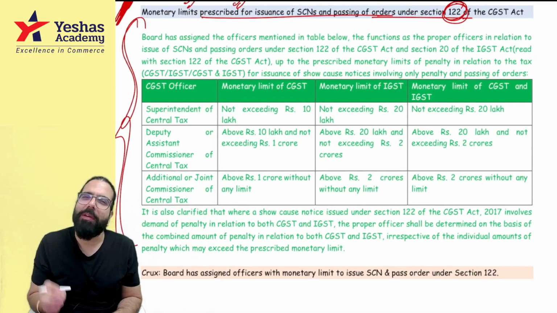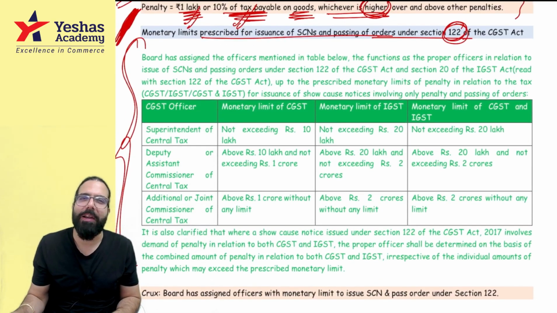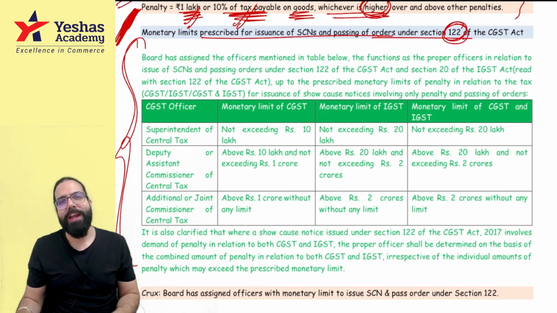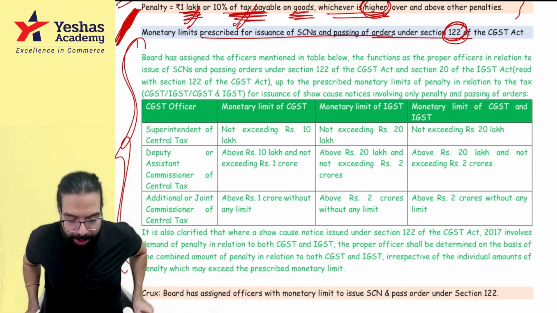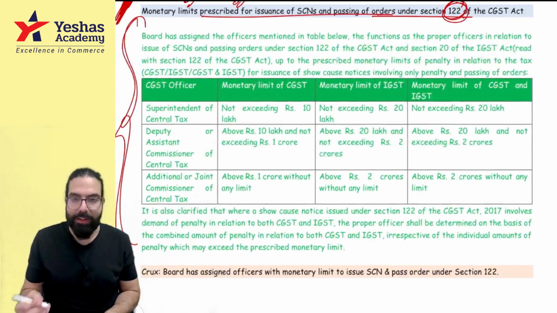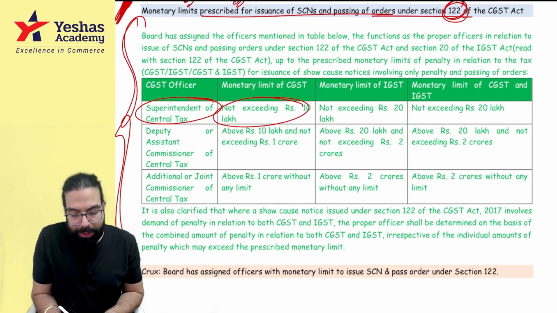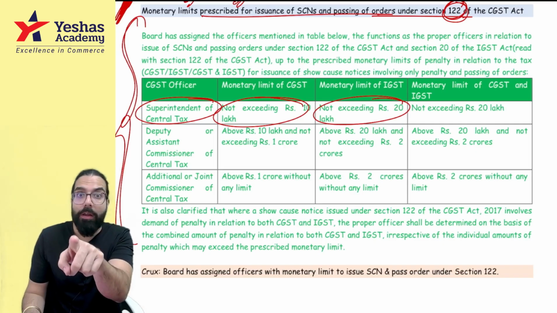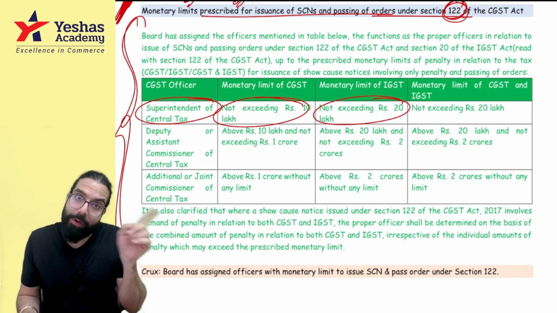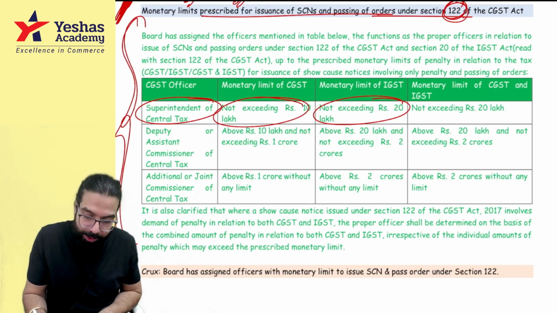I believe this time in the exam you will see one point on the penalty order or 74A, and they will tell you this is the amount, who is the officer. You might see one question in the exam. So the board has assigned superintendent 10 lakh CGST amount, IGST 20 lakh. CGST and IGST both are involved. Remember, the same way I told in 74A, same thing over here, 20 lakh.